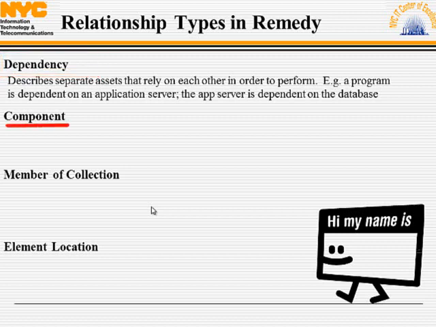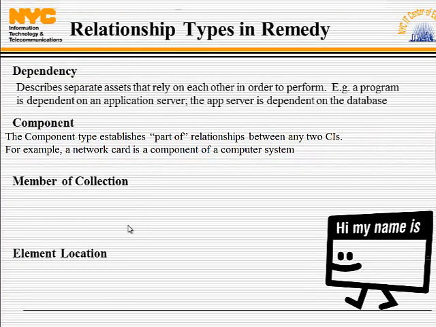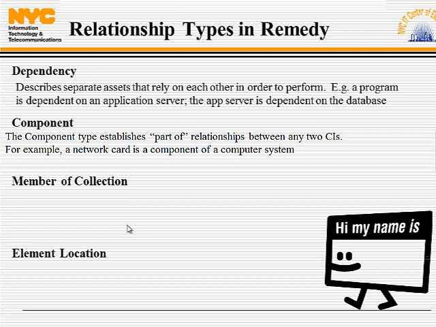Next is component, and this makes up about 10% of all relationships in the CMDB. The way I like to think of this is if you think of your cell phone and then you think of the parts that make up your cell phone, the breadboard, the little transistors or whatnot that are inside, those are components of. So a component relationship establishes part-of relationships between two CIs. So a network card is a component of a computer system. There's a dependency there, but in this instance, one asset is located within the other. So that's different than the previous example of an application server and a database that may or may not be on that server. That's the difference between dependency and component. So that's what a component relationship is.